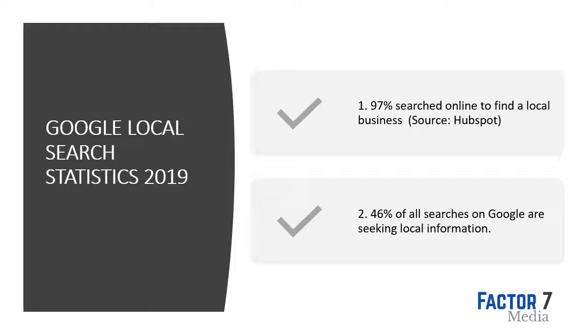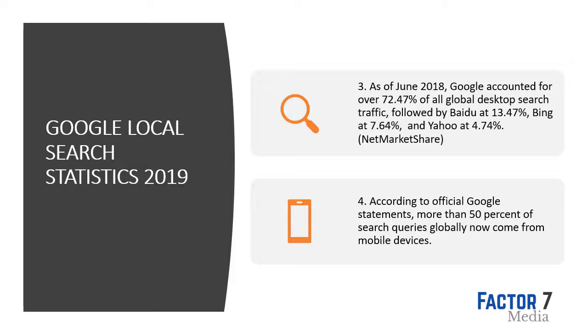97% searched online to find a local business. 46% of all searches on Google are seeking local information. Google accounts for over 72% of the global search traffic. You can see that Yahoo and Bing, they don't even count. It's pretty much nothing. And according to official Google statements, more than 50% of search queries globally now come from mobile devices. Now that's important.